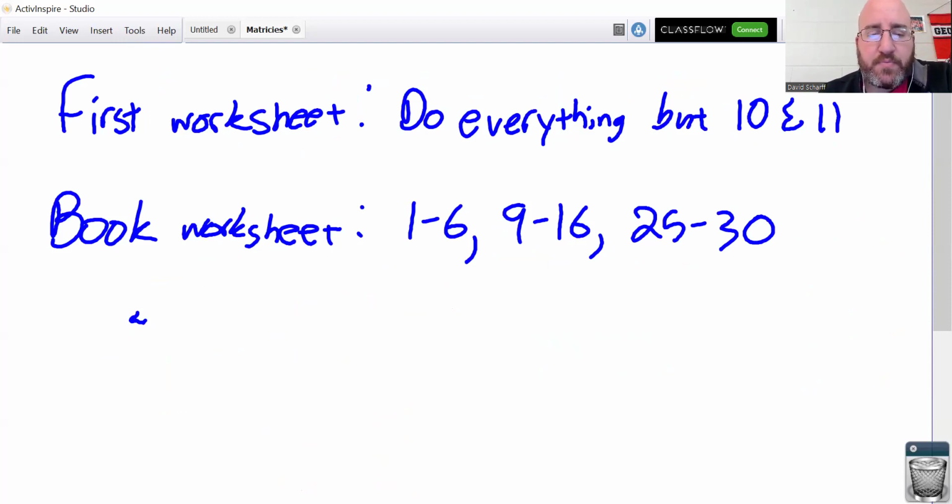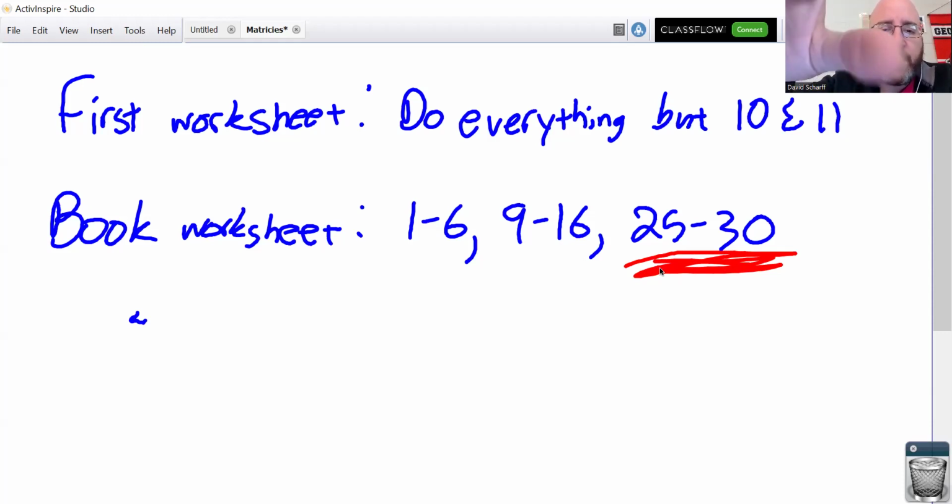And the second worksheet, the one that's a PDF of a page from the textbook, you're doing 1 through 6, 9 through 16, and 25 through 30. I'll need to be careful there. The section where 25 through 30 are is actually 23 through 30, but you do not have to do 23 and 24. All right, so that's your intro look at matrices.